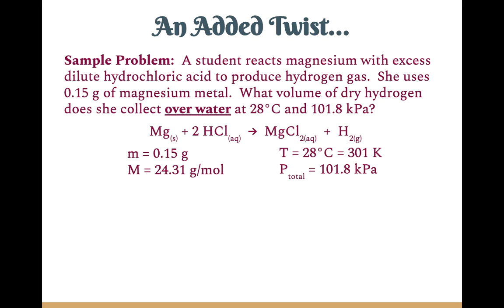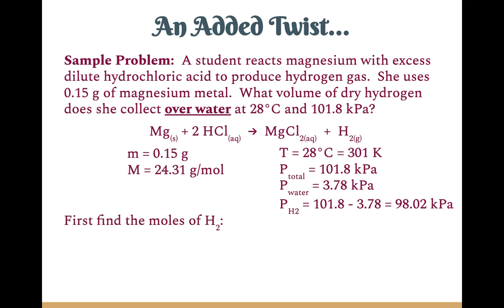Because it's collected over water, we have to take into consideration the partial pressure of water. If you look at that table at 28 degrees Celsius, because that's the temperature we're at, you find that the partial pressure of water is 3.78 kilopascals. So that means that the pressure of the hydrogen only is the total pressure, 101.8, minus the pressure contributed by the water, 3.78. That gives us a partial pressure for hydrogen gas of 98.02 kilopascals. And that's the number you have to use in the calculation. Other than that additional subtraction, this question is no different than the one we did earlier.